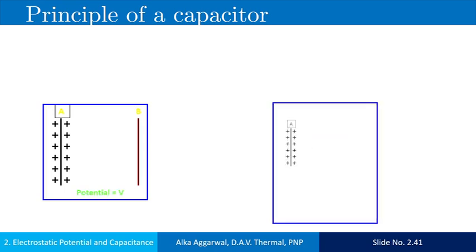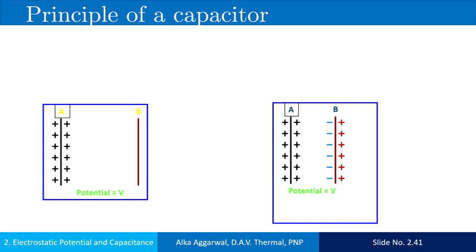Due to induction, nearer face of B becomes negatively charged and the farther face positively charged. The potential of the system in diagram 1 and diagram 2 remains same because the potential due to positive and negative charges on B cancel out each other.